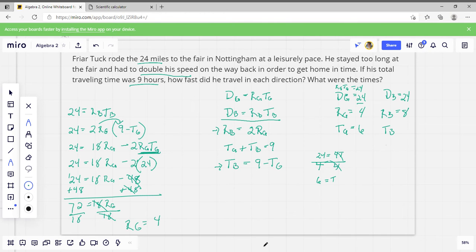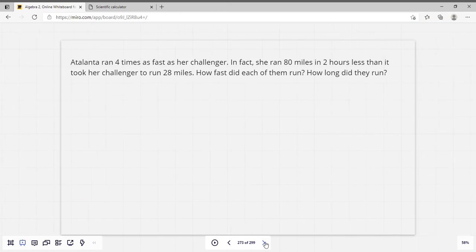And then this one we can do the same thing. Or we can just say the total was 9 hours. 6 hours plus 3 hours would make 9 hours. Once you figure out one variable, all the rest of them are really easy to fill in. And so there's our answers. The ones that we would need to answer the actual question was how fast do you travel? So our rate going and our rate back, 4 and 8. And what were the times? 6 and 3. All right, next problem.